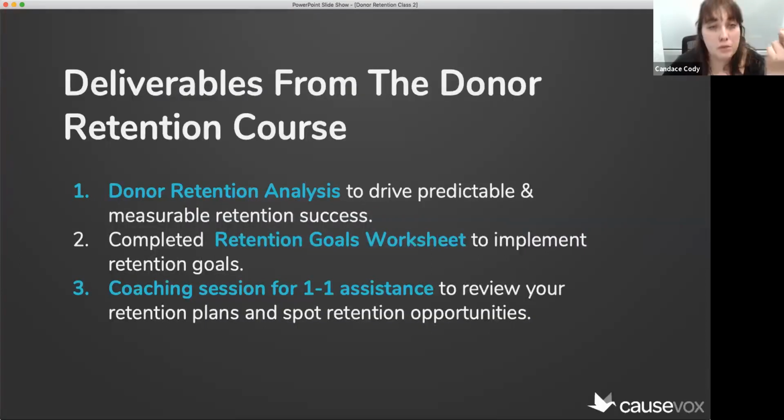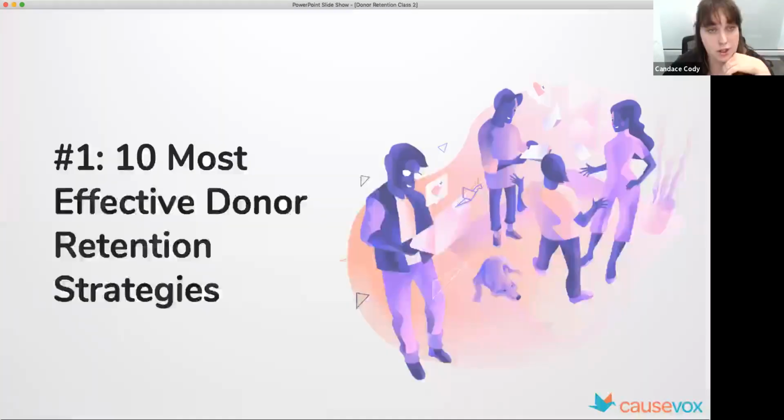For the deliverables of what you're actually getting out of this course, this donor retention analysis includes the fundraising goals and plans that you're going to be creating based on your fundraising calculator, the completed fundraising goals worksheet, and then that coaching session. So we have so much content to dive into today. I'm really excited to go over these most effective donor retention strategies. If you have questions throughout the class, please feel free to chat them in. I'll try and get to them at the end. If we don't get to your questions, because we do have quite a packed day today, we can always go over anything else during our one-on-one session.